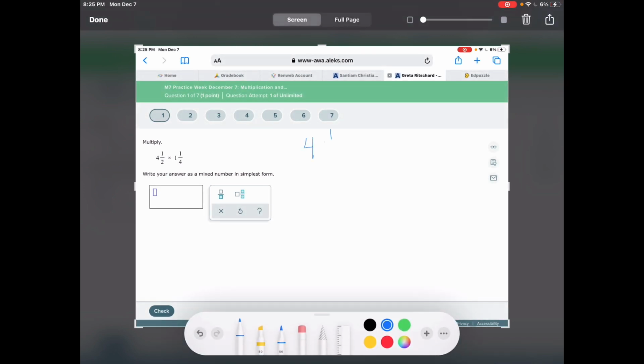So if I have 4 and 1/2, what I'm going to do is go 4 times 2. 4 times 2 is 8. And then I'm going to take that 8 and add whatever's on top here. So 8 plus 1 is 9. So I'm going to put 9 on the top and 2 on the bottom. So I always go 4 times 2 is 8 plus 1 is 9. Some of you have cute ways of remembering that, but that's just it.